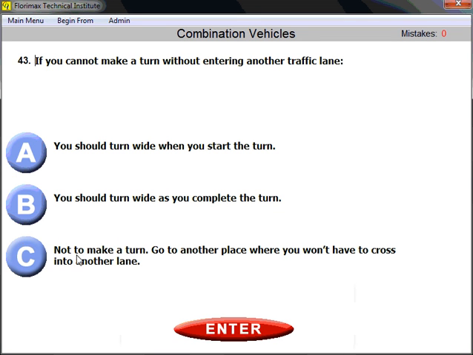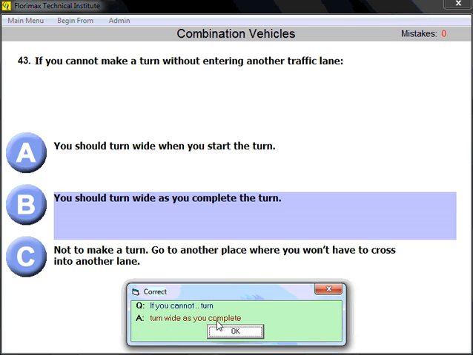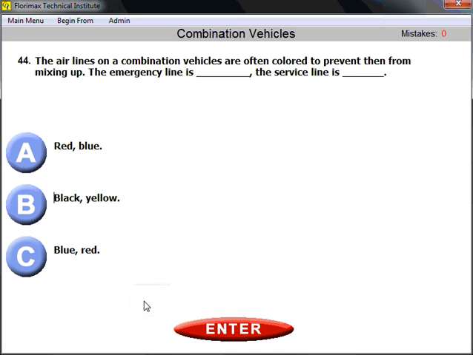Very good. Question number 43. If you cannot make a turn without entering another traffic lane, what should you do? You should turn wide when? As you complete the turn. Not when you start, not in any other place. You should turn wide as you complete the turn.